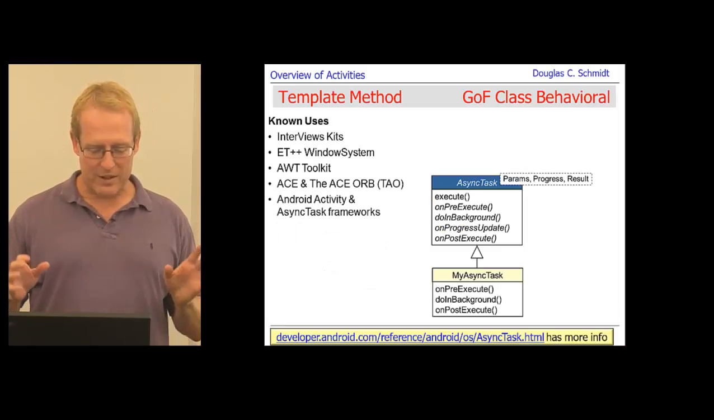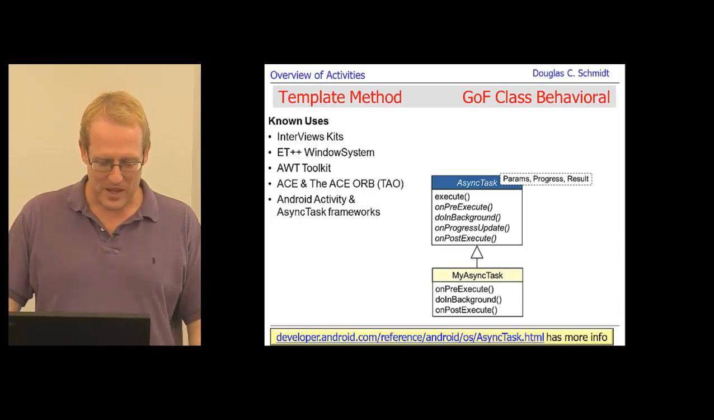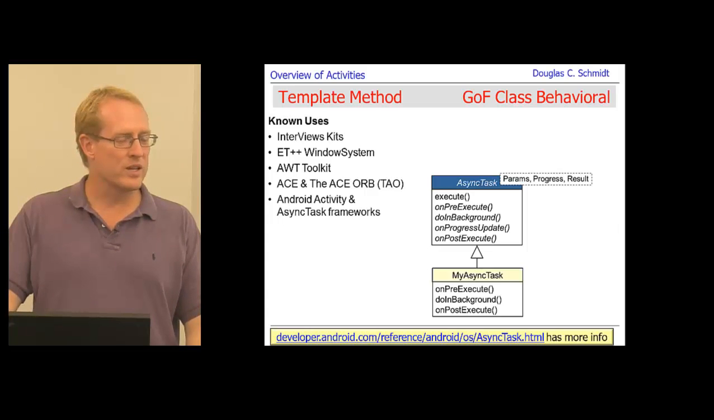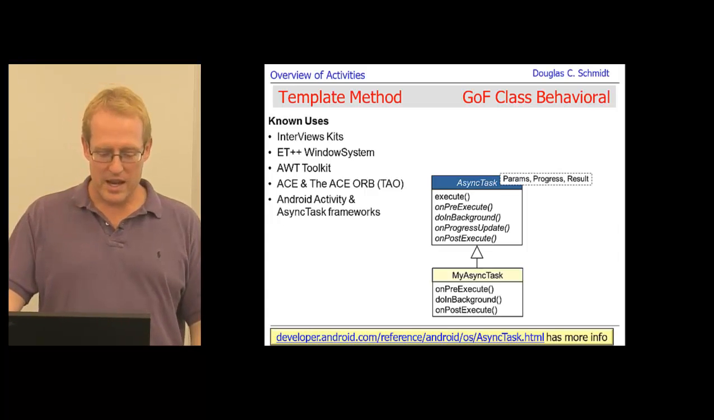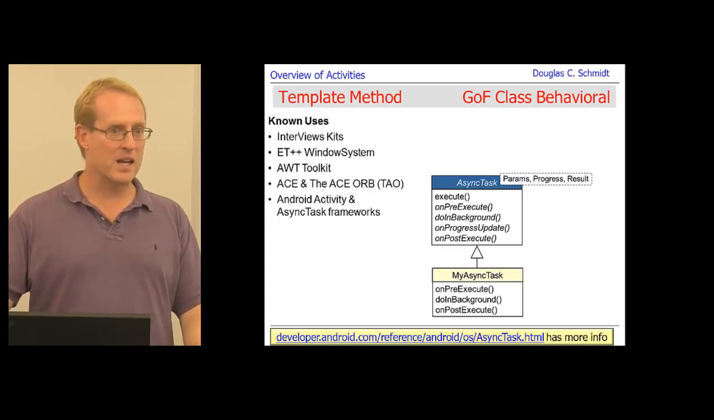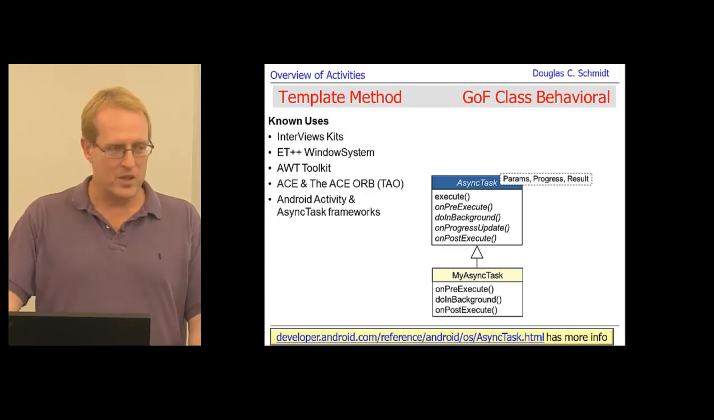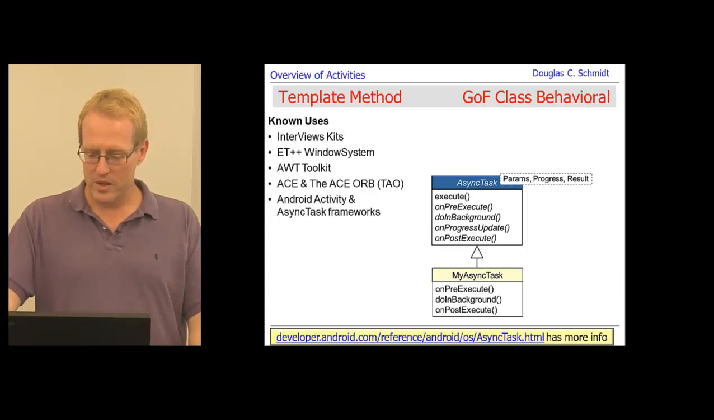Okay, so to wrap up this discussion, template method is a very widely used pattern. It's very heavily used in windowing systems. It's very heavily used in middleware. We use it a lot in the middleware we've developed for many years in C++. As you can see, it's used in Java toolkits like AWT and many other places. And it's also used in Android. The activity framework is one example. There are other examples as well, like async tasks, which we talked about as well.